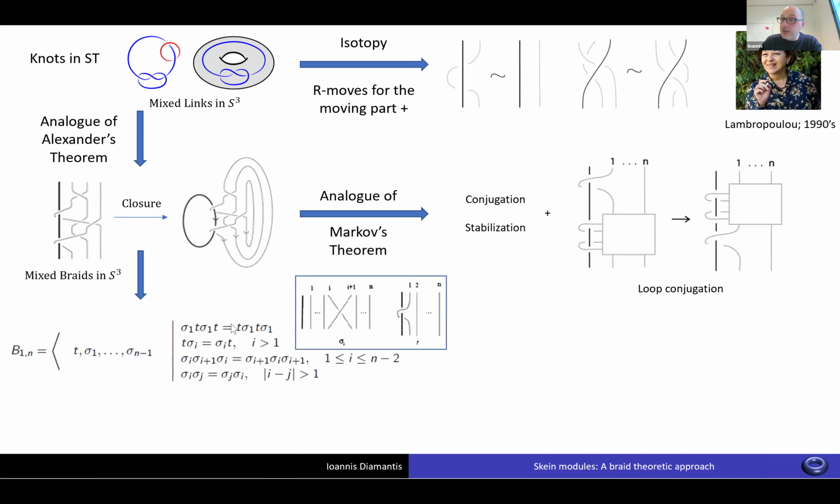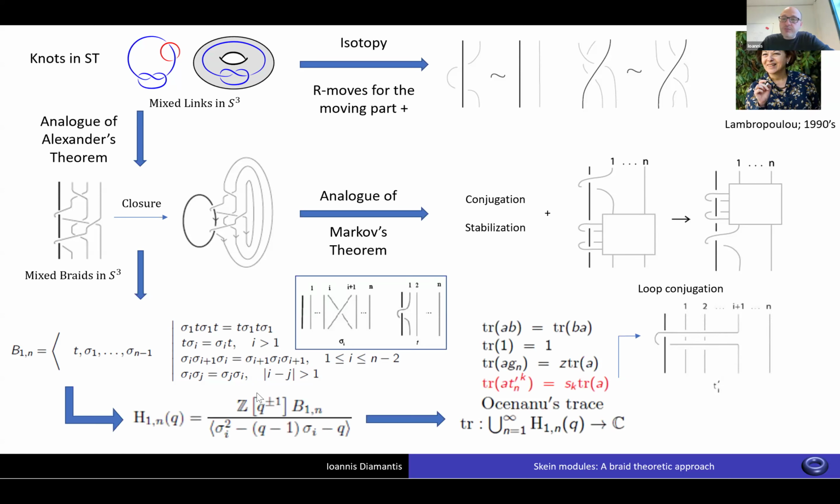And then we have the Artin braid groups of type B that correspond to these mixed braids for the solid torus. Then, if you take this algebra modulo the quadratic relation sigma_i squared minus (q minus 1) sigma_i minus q, one gets the generalized Hecke algebra of type B, which is of infinite dimension because t, the loop generator, does not satisfy any polynomial relation. And from this algebra, Lambropoulou constructed an Ocneanu-type trace, which is very similar to the classical trace of Ocneanu, right?